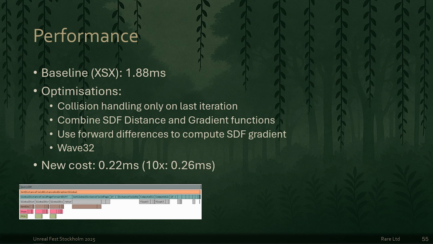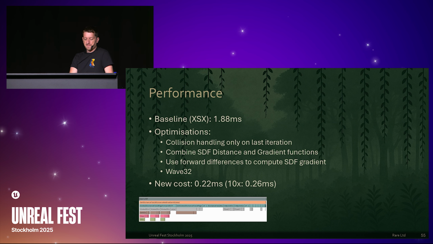And now the cost is 0.22 milliseconds. And when we have 10 instances of this effect, it barely moves the needle because we can go wide on the GPU. As I said at the start, this is R&D work, so these numbers are not final. We may find further perf improvements or change how this is set up. But for now, this is in a good enough place to carry forward.